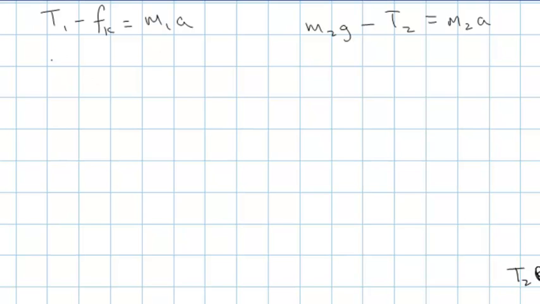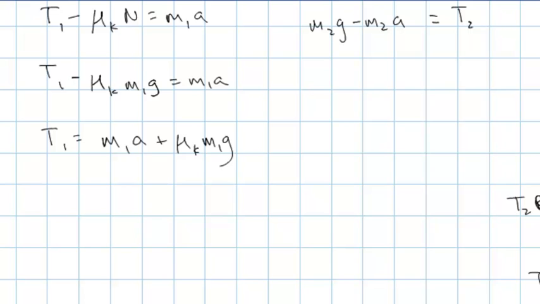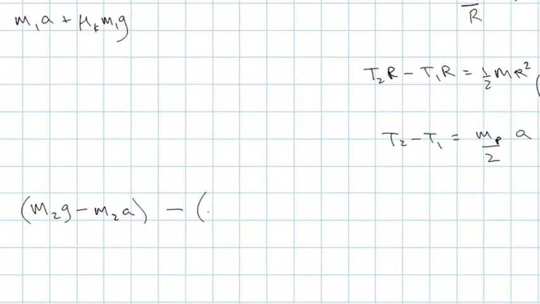So let me go back up to this first equation. Friction force is mu times the normal force. Normal force is m1g. So I can plug this in for T1 down below. I can do the same thing here. And when I plug those in, what do I get? That's T2. That's T1.